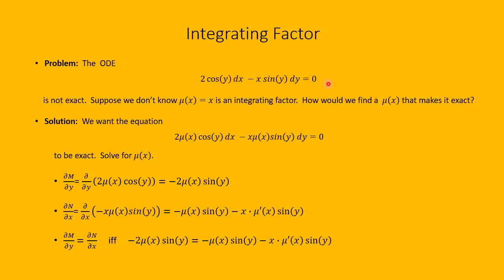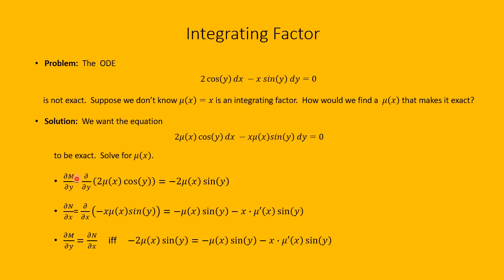If we multiply both sides by mu of x, we have this. And now, this is an equation that we can solve for mu of x in terms of the other stuff here. We're going to solve for it by requiring exactness. So if I look at this function here, think of it as M(x,y). Think of this function over here as N(x,y).